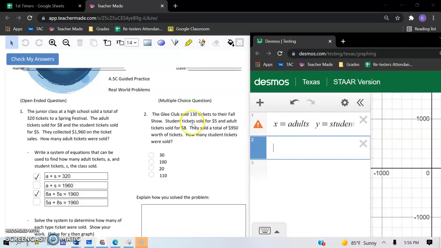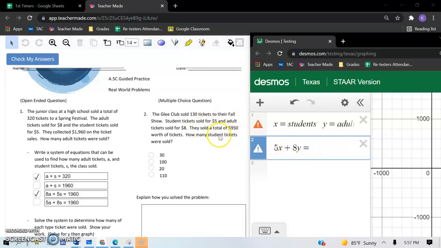So right here, it says student tickets are $5. You know what, I put this backwards, my bad. So it says here $5 for students and Y for adults. Now, if you want to do it the other way around, go ahead and do that. I just feel more comfortable doing it this way. Student tickets are $5, so it's 5x, and adult tickets are $8. So it's 8y equals money, money, money.